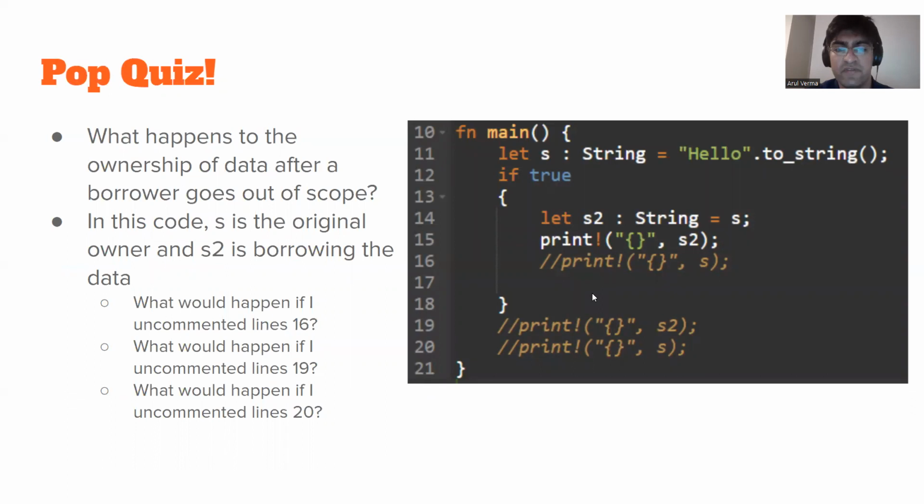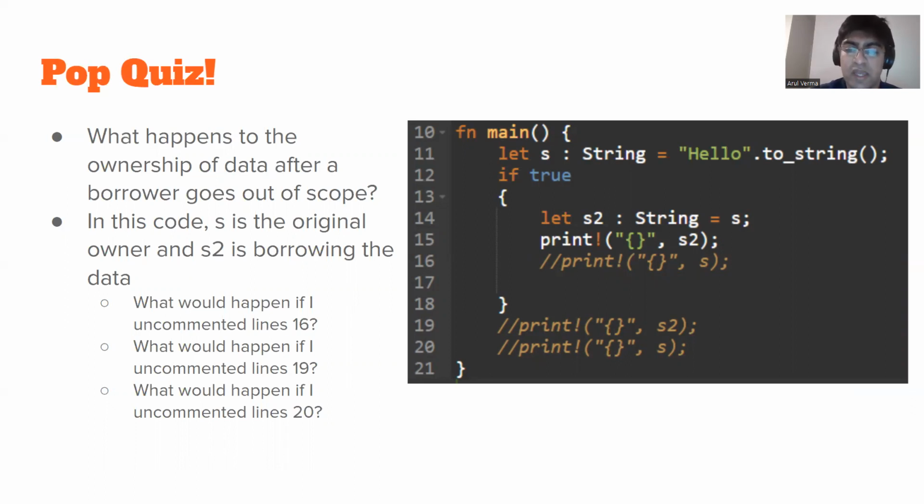So pop quiz. If we have the following code on the right, what happens to the ownership of our data of S? And when S2 goes out of scope, what happens to it? So particularly, we see S is our original owner of this string hello, and S2 is our borrower. So if I uncomment each respective line, what would happen? I want you to take a few seconds, pause this video, think about it, try running the code yourself with each line uncommented. I will verbally tell you the solution, and we can also try typing it up and running it and see what happens.